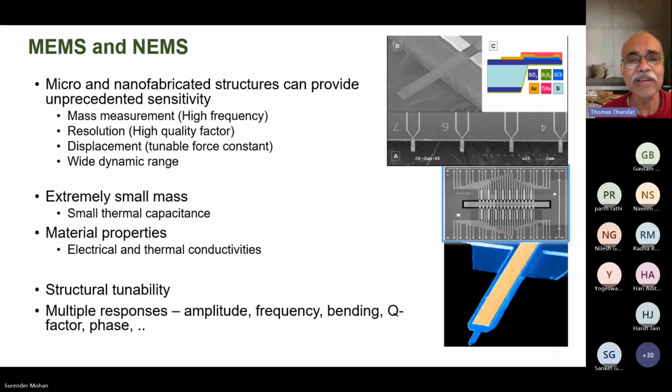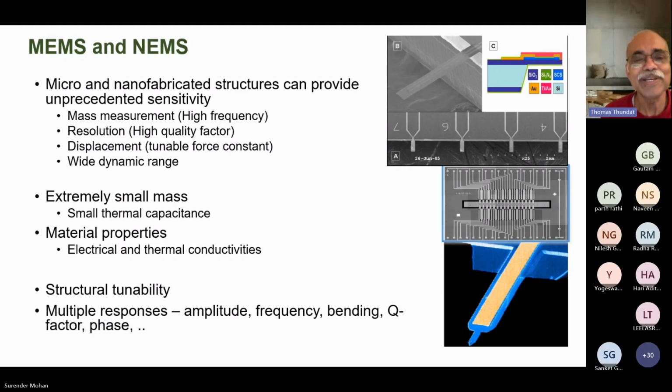And it also has a very high resolution because you can have a very high Q factor associated with your resonance. In addition, cantilevers, since they are displacement sensors, that's why they are used in atomic force microscope. You can also measure extremely small forces from, for example, adsorption of molecules on the surface. And we can have a wide dynamic range in sensing.